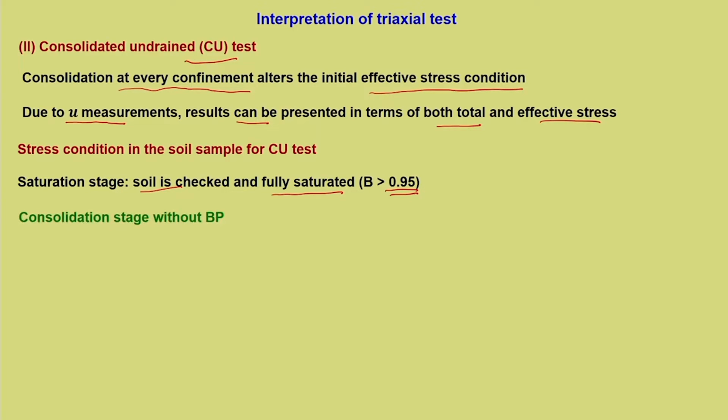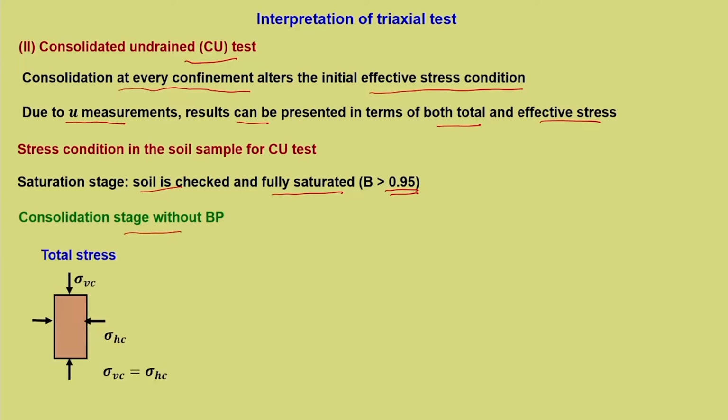So, the next stage is consolidation. Now, saturation can be brought about by the application of back pressure as well, and we may also not opt to take the back pressure. So, there are 2 conditions of consolidation: where back pressure is used, and where back pressure is not used. So, first let us see the consolidation stage without back pressure.